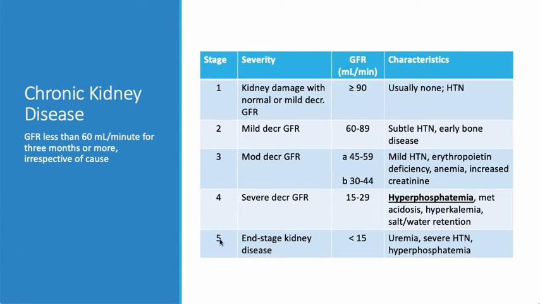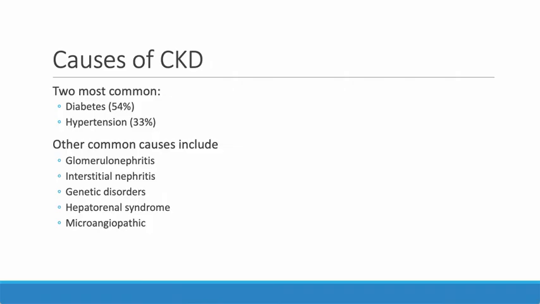Stage 5 then is end-stage renal disease, or ESRD, and that is a GFR less than 15. Their urine is just very dilute, doesn't have all the stuff in it that it needs to get rid of from the body, and these patients develop symptoms of uremia. They often have severe, very difficult to control hypertension and hyperphosphatemia. We're going to talk about why those things are so important soon.